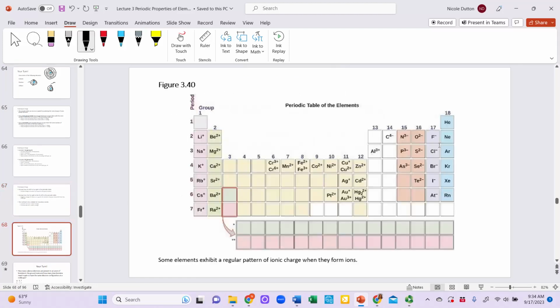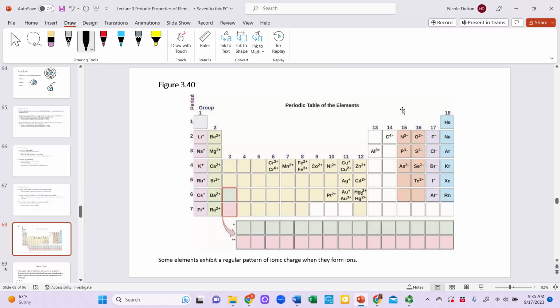Now, based on what I just went through, you can see how it aligns with this table. I said that there's 1 valence electron in this first row. It's easy to lose that 1. When you give up a negative charge, it becomes more positive by 1. Everyone in group 2 has 2 valence electrons. It's easier to give up the 2 than it is to gain 6. So you give up 2 negative charges, you become more positive by 2.